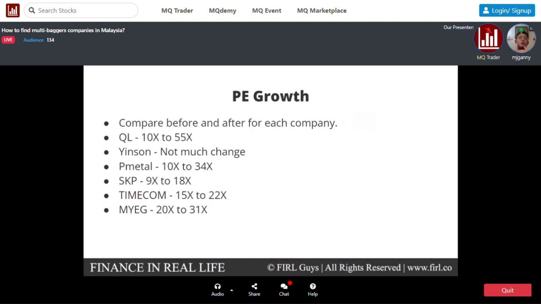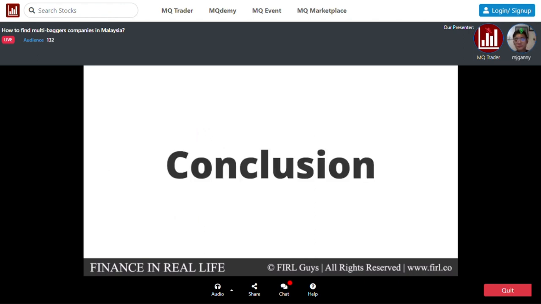So you can see the PE growth for each of these companies, right? QL was 10, grew to 55. Yinsen, the only one that didn't really change. Press Metal, 10 to 34. SKP doubled to 18. Timecom is the smallest one, 15 to 22 times. MyG is around 20 to 31 times, okay?